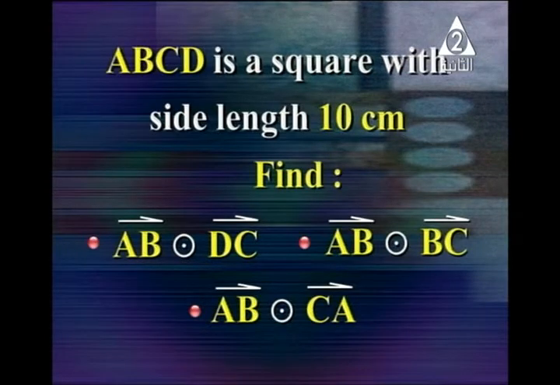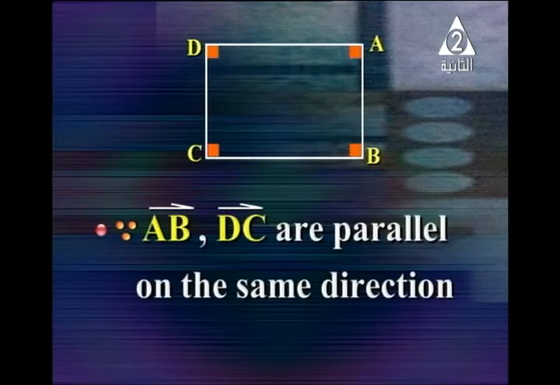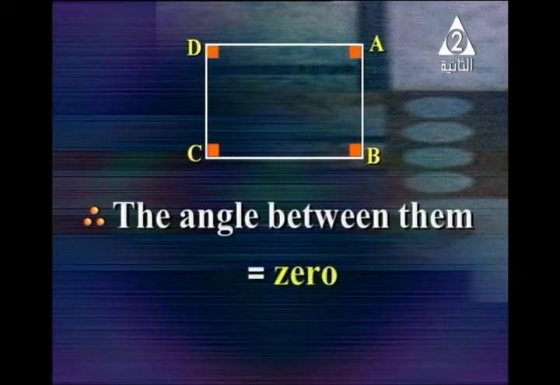AB vector dot DC vector. We know that AB is parallel to DC. What is the angle between them? Equal to 0. Also, we know that for AB vector and BC vector, the angle between them is a right angle. Look at the solution. ABCD is a square. AB vector and DC vector are parallel and in the same direction. You deduce that the angle between them equals 0.